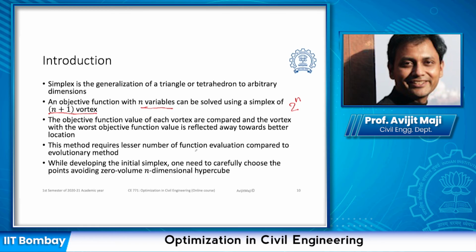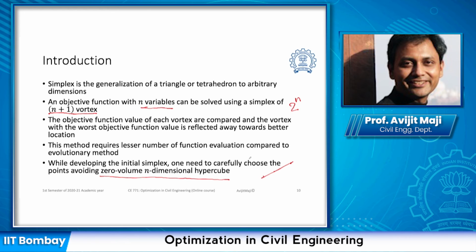While developing the initial simplex, one has to be very careful in this particular method, because we are talking about the simplex, and if by chance all the points are in the same line, then we cannot form the simplex, it becomes a straight line. While we are generating the simplex, we have to ensure that it does not end up developing a zero volume n dimensional hypercube. We'll look into one of the processes for how to start or develop the simplex for the algorithm.